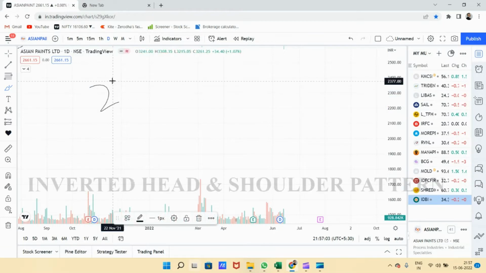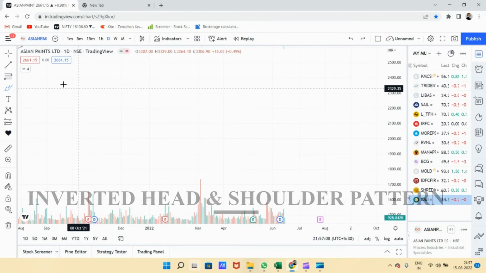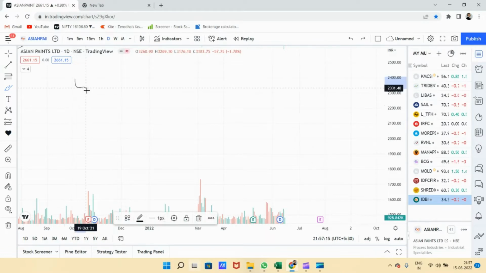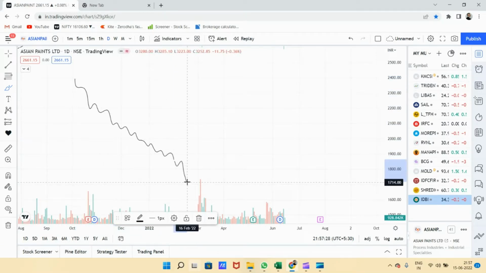The second one is called inverted head and shoulders. As I told, it is also a trend reversal, from downtrend to uptrend. Let's see the psychology first. The stock price is coming down like this. At some point the sellers lose power and buyers want to push the price up. The sellers shorted here and buyers pushed the price up. This is called resistance, right? Previously we saw support, so now it's resistance.